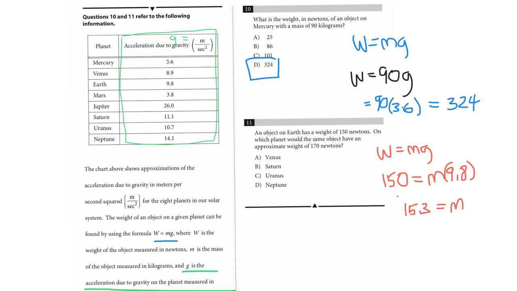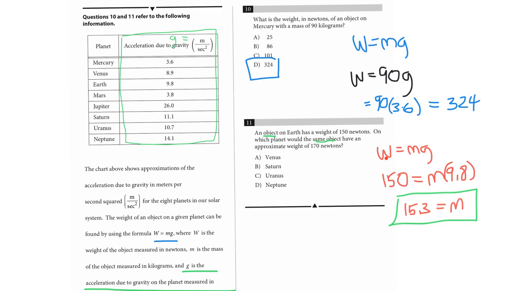So, we don't know everything about this object, but one thing we do know for sure is that it has a mass of 15.3, and we know that based off of the information they gave us in literally the first sentence. Now we want to know on which planet this same object would have an approximate weight of 170 newtons.